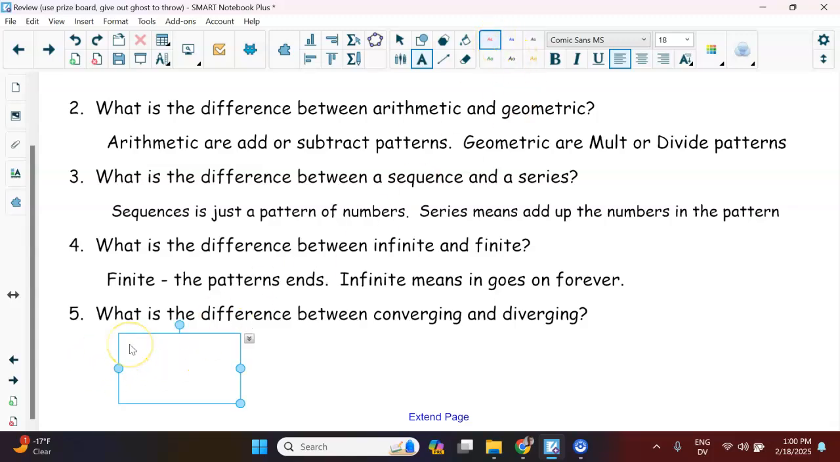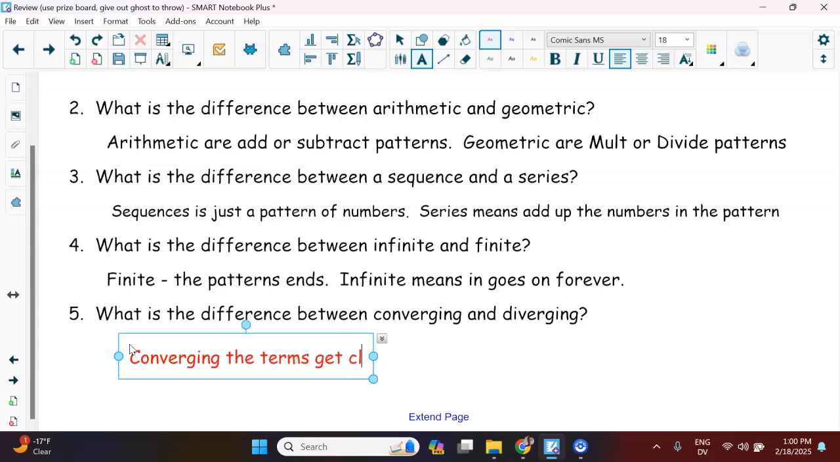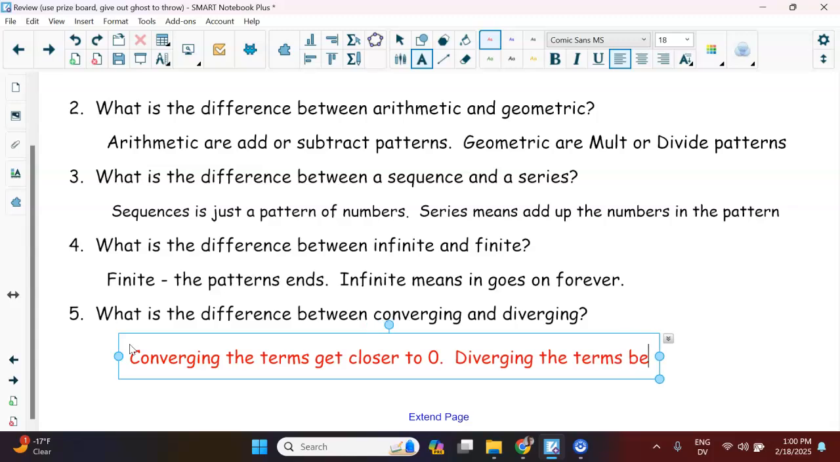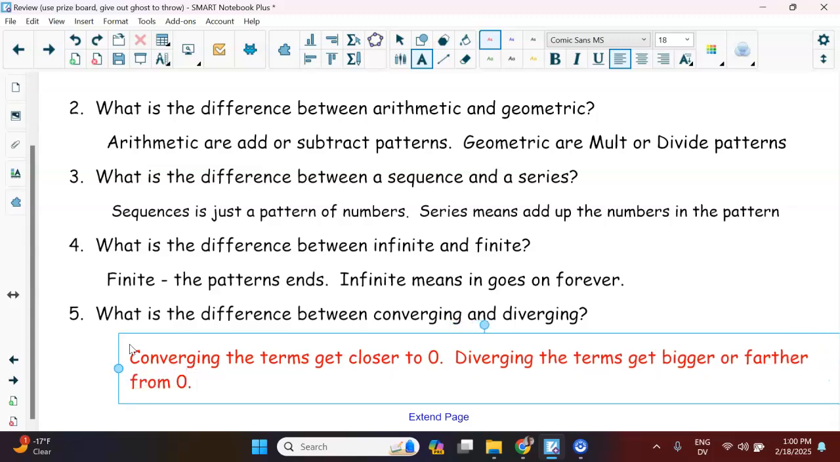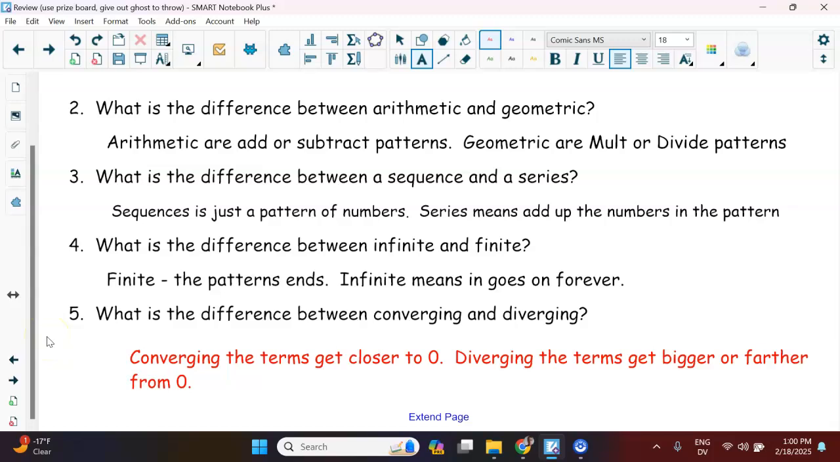Okay, and our last one here, converging or diverging. Converging, the terms get closer to 0. Diverging, the terms get bigger or farther from 0, however you want to think of that. The main thing there is the diverging ones don't have a sum. If the terms get bigger and bigger, the sum just gets infinitely big. So an infinite one only will have a sum if it's geometric and converging.